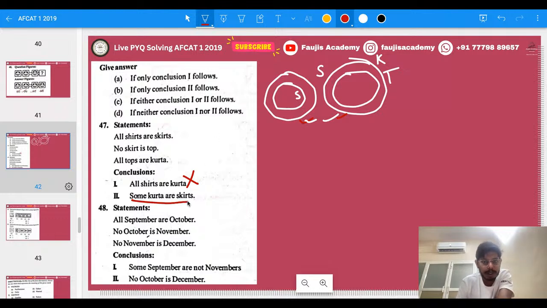Some kurtas are shirts. Okay, doesn't follow necessarily. Some kurta are shirts. Doesn't follow necessarily, isn't it? Isn't it, guys?